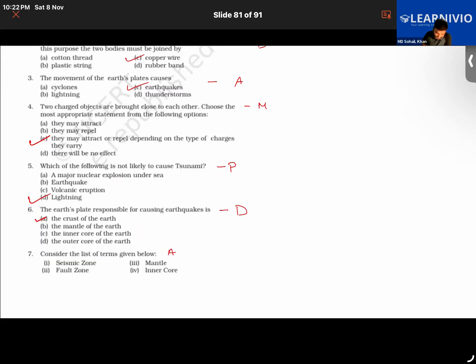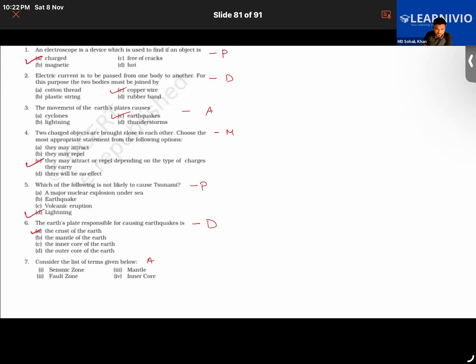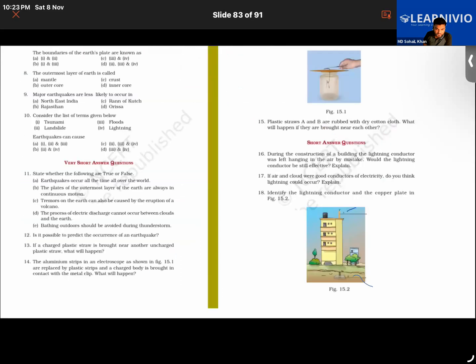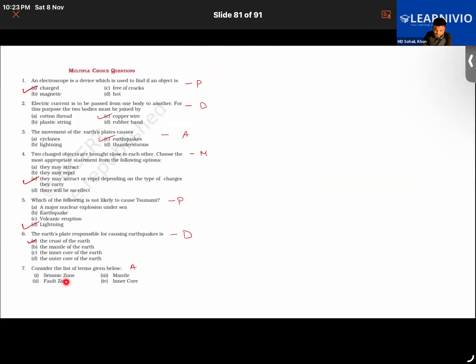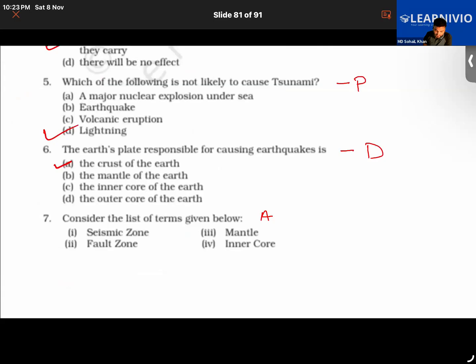Okay, Abu Bakr, consider the list of terms given below: seismic zone, fault zone, mantle, and inner core. Look at the follow-up question here. The boundaries of the Earth's plates are known as. There will be multiple options which will be correct here. Tell me. These are the four different terms. At least two options will be correct here. Anyone? Boundaries of the tectonic plates, basically.